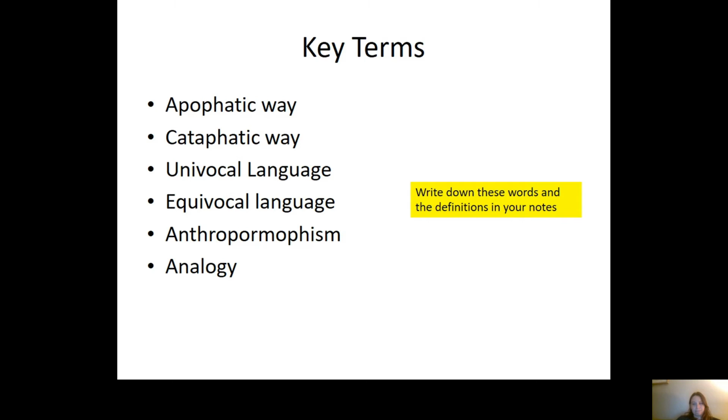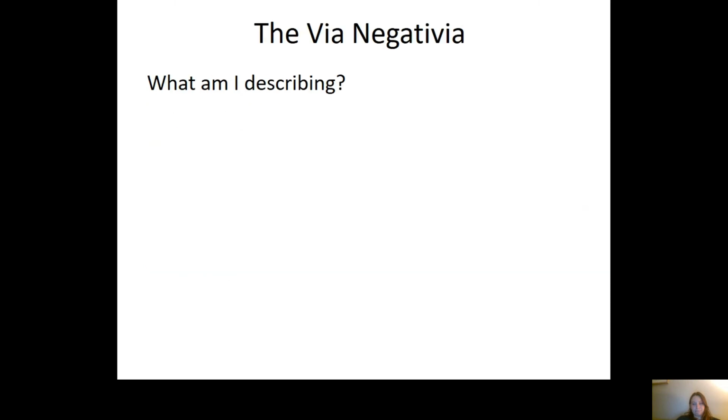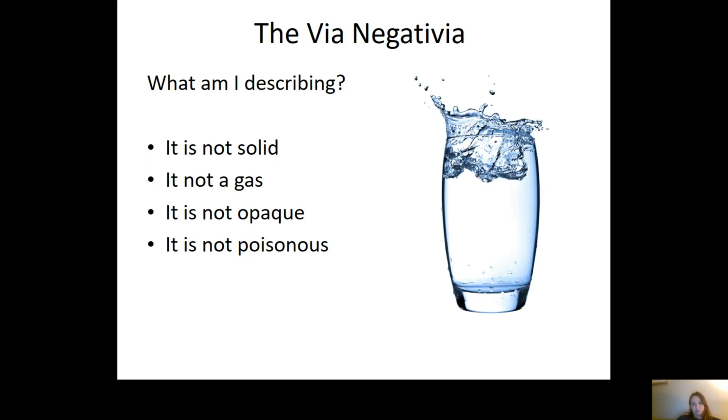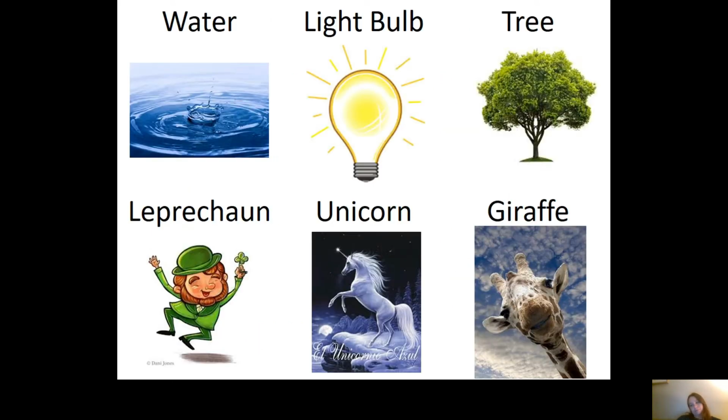Okay, so here's a little introduction to how the via negativa works. Let's see if you can work out what I am describing. It is not solid. You can shout out your answers, but I'm not going to hear you, so that's a shame. It is not a gas. It is not opaque. It is not poisonous. Water. It probably could have been lots of other things as well, but maybe if I'd given you lots more, you would have got to that.